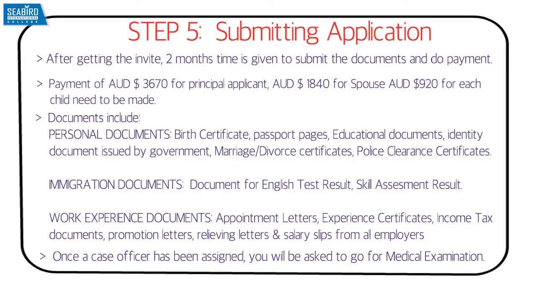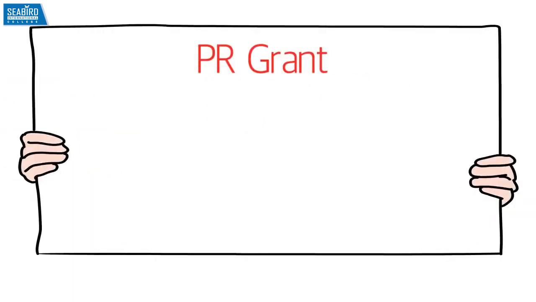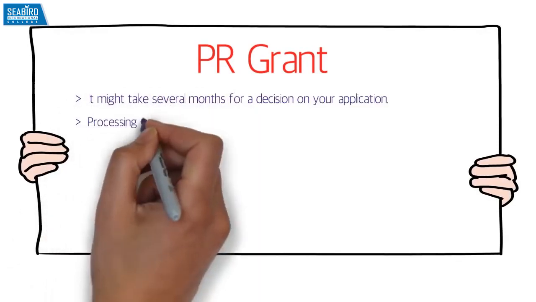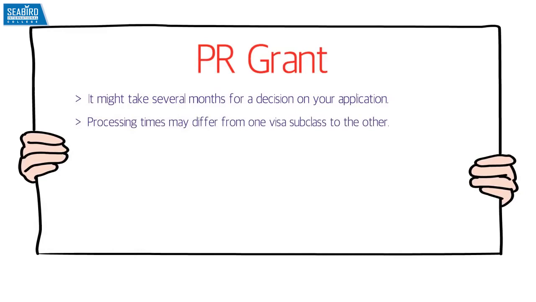Okay guys, so these were the 5 complete steps for how you can plan your PR application to Australia. Now let me tell you something about the PR grant. After you submit the application, it might take several months for a decision on your application. It generally varies from one visa subclass to another.